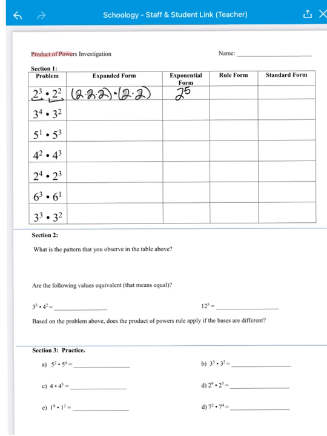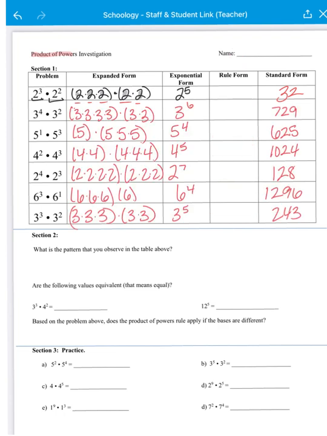I'm going to skip the rule form column. I'm going to skip that column for just a few minutes, and I'm going to fill this in when I'm done filling in the rest of the chart. But I am going to go ahead and fill in standard form. So standard form is when I would type 2 to the 5th into my calculator. So to do that, I'm going to do 2 times 2 times 2 times 2 times 2, and I'm going to get 32, and I'm going to put it right there. So I want you to pause this video, and I want you to fill in the chart. You can skip the rule form for right now, and we'll talk about what we've observed in the pattern in just a minute.